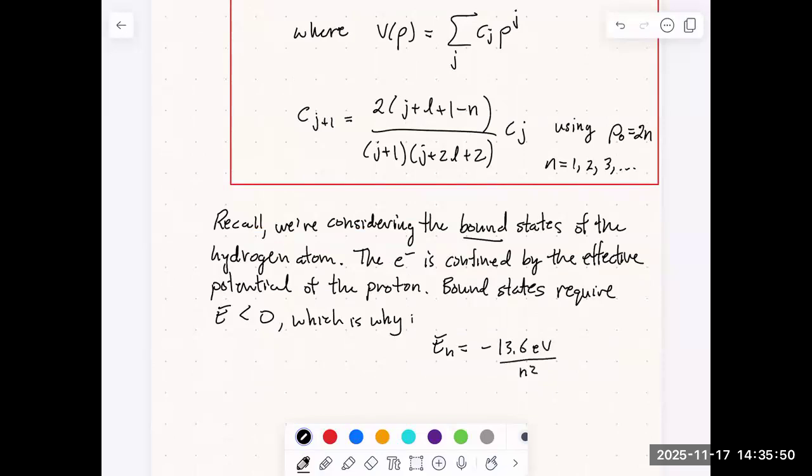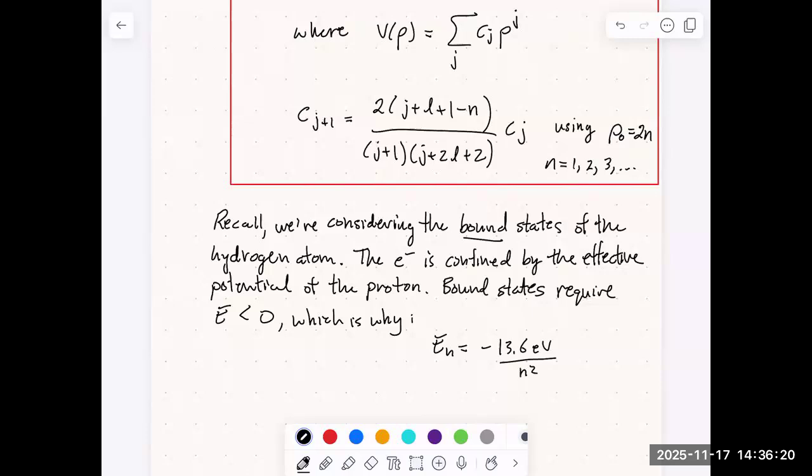I can put in any value for n here, and I always get a negative energy, consistent with this idea that bound states have negative energy. Okay, so what would it mean if the electron energy became positive? Well, it would no longer be bounded by the hydrogen atom. It still would interact with the proton or the nucleus, but it would be a scattering state.